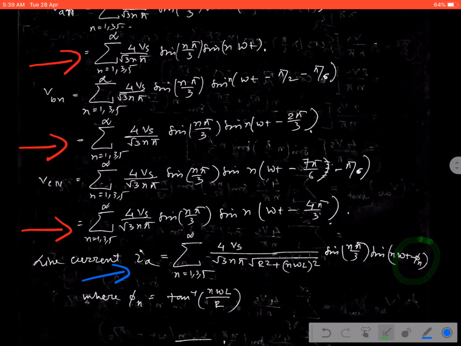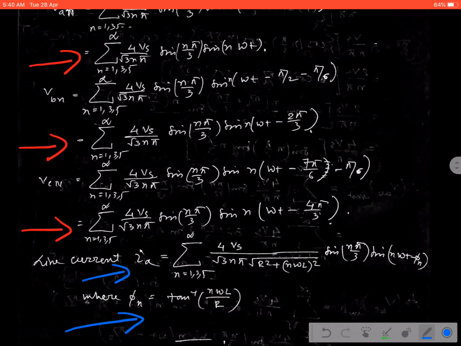So what is the value of φn? It is determined as tan inverse XL by R, that means nωL by R. As we know, φ equals tan inverse XL by R, and here XL for the nth order is nωL. So this is the equation for the angle between voltage and current for lagging power factor, that is φn equal to tan inverse nωL by R.